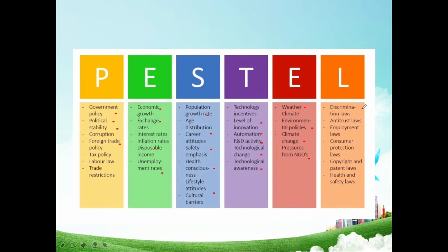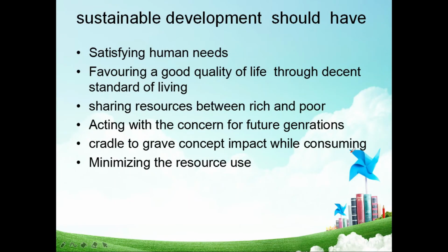L represents laws, and the laws or legislations are related to what? Maybe employment laws, discrimination, health and safety laws, copyright and patent laws, consumer protection laws. So these are the major aspects that we could take into the picture related to sustainable development. That's the idea. Okay. Now, we are stating sustainable development so many times.